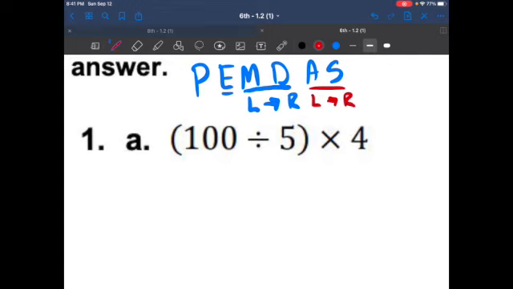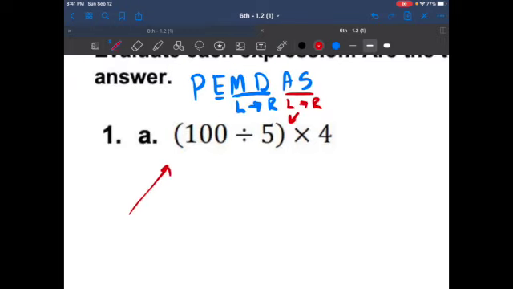Okay, so first things first, let's ask ourselves, do we have parentheses in this problem? Yes, we do. We got parentheses right there. So if we have parentheses, we need to do that first. So let's answer that question. We have 100 divided by 5. Well, ladies and gentlemen, if we don't know this off the top of our head, good thing we know how to do long division.